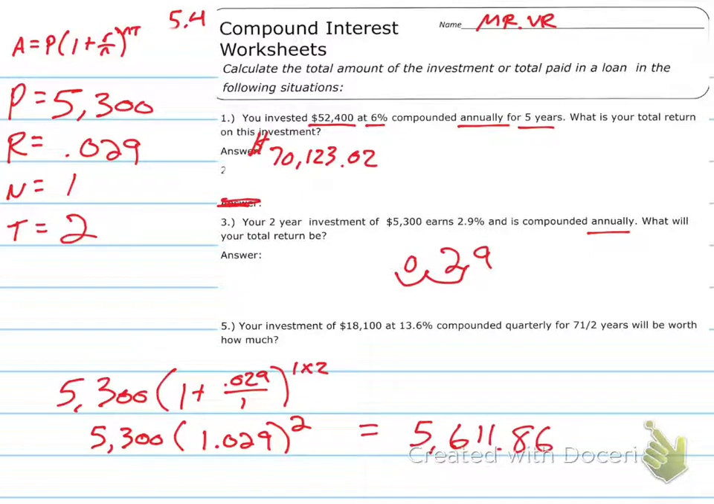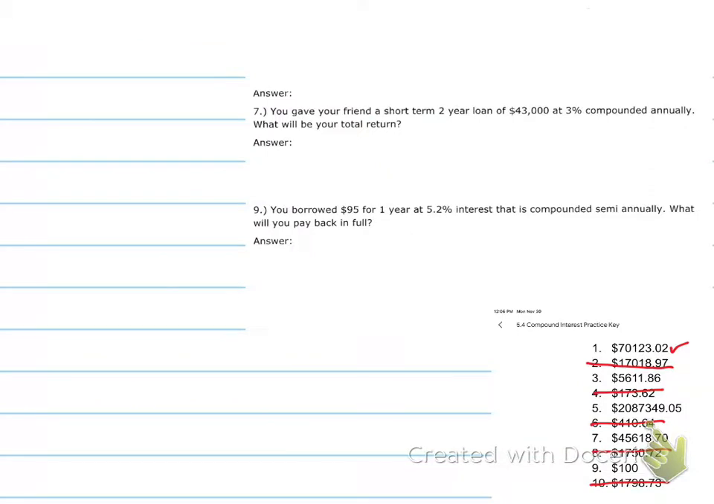We're going to round that, okay? So your final answer there is $5,611.86. Let's check our answer quick. $5,611.86.